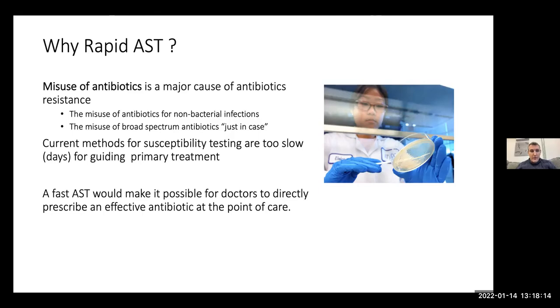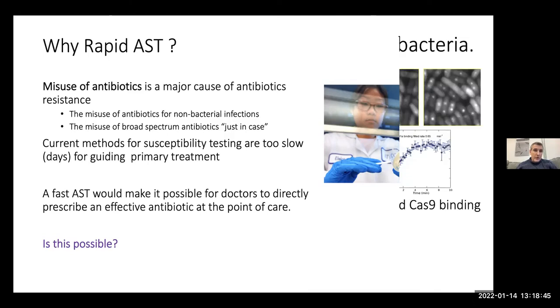And the question from an academic standpoint when we started with this in 2016 was, is this even possible? The guiding timeline that we had to operate with is about 30 minutes. That's how much time in primary care you can expect someone to wait before you need to give them a prescription. So is it even possible? That was the starting point for this work.